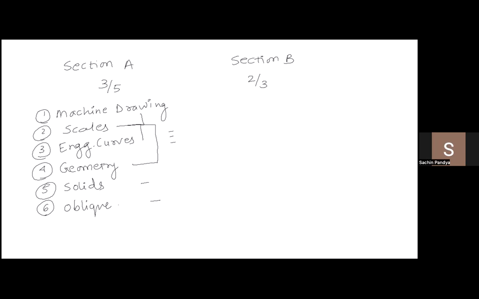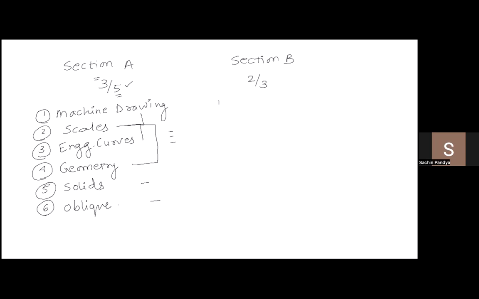Out of the 6 topics, they will ask you 5 questions, and out of 5, we need to do 3, right? Now they can ask you in any combination. So there is no fixed rule that they have to ask you this question. At times, they won't ask you engineering curves at all. So these are the possibilities. So that you need to see. So this is a portion for section A.